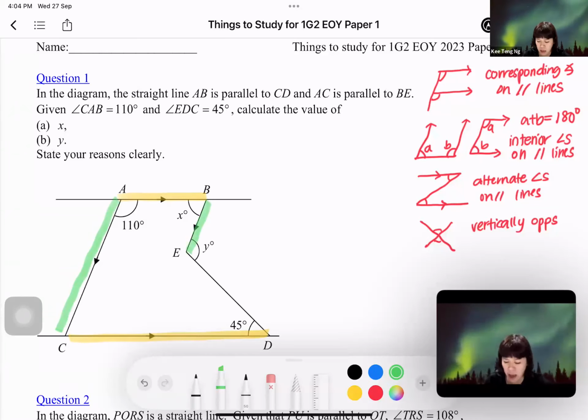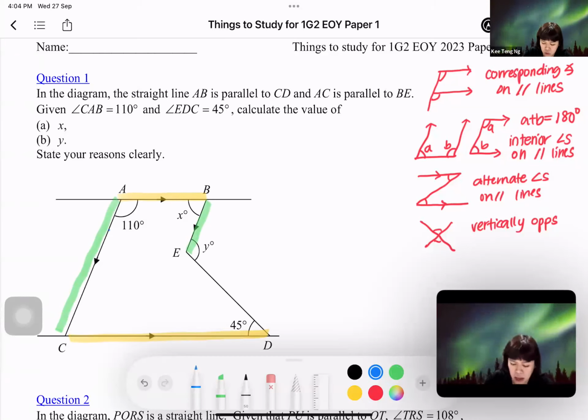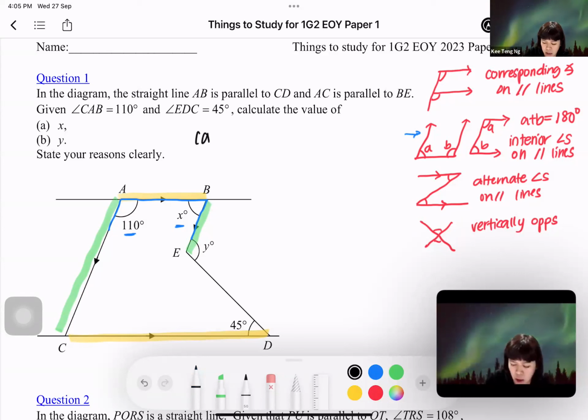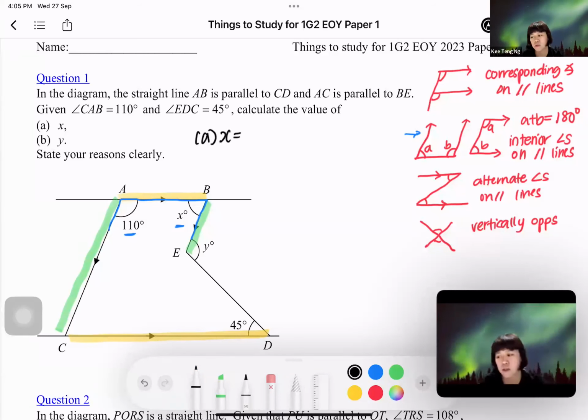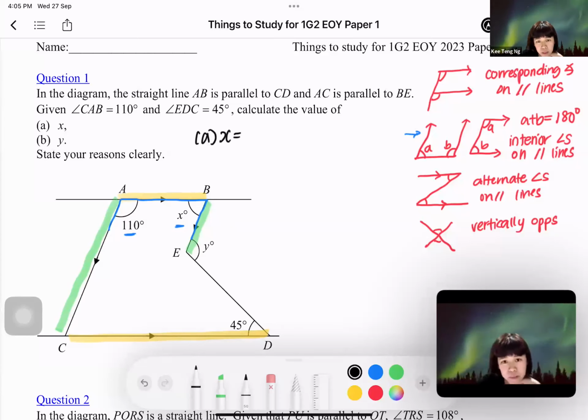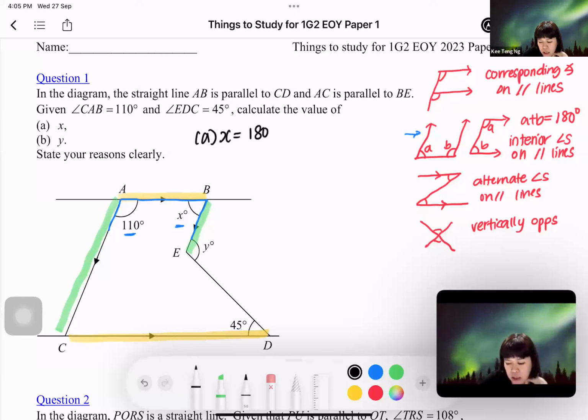Let's first find X. In order to find a letter X, you notice that it's something like a letter U down here. So this is 110, this is X. The two of them will add up by interior angles, right? They will add up to 180. So in order to find the answer for X, X will be equals to how much? What will be the answer? You can text or tell me, right? So this one will be 180 minus 110. So this one is 70 degrees.